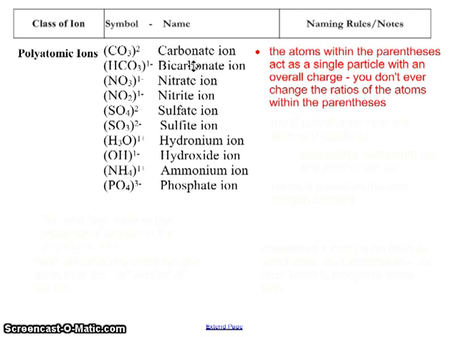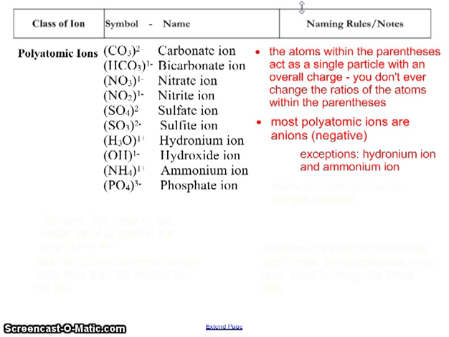So we have carbonate and bicarbonate, and we will see here, well, you might actually notice that most of these are negatively charged. The exception is the hydronium ion and the ammonium ion. Hydronium's a +1, and the ammonium's also a +1. So if you remember that most polyatomic ions are negative, that's part of the battle you've got to fight here.